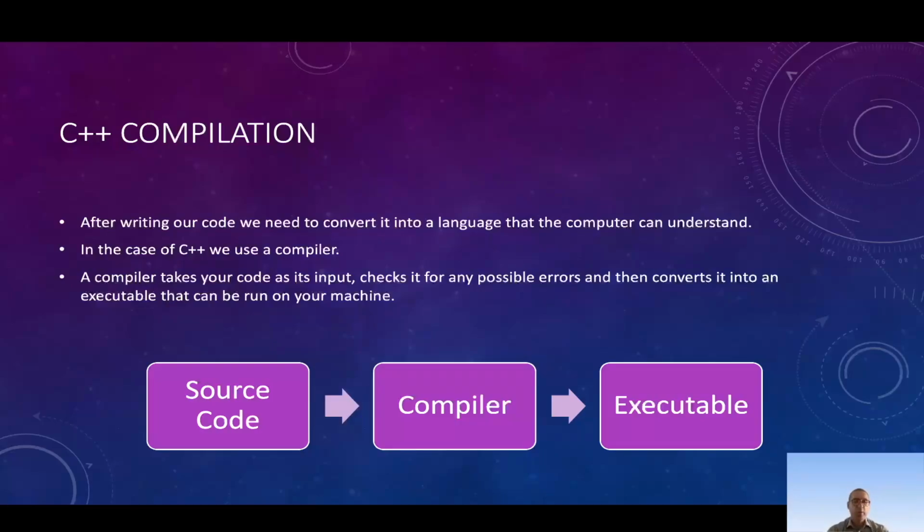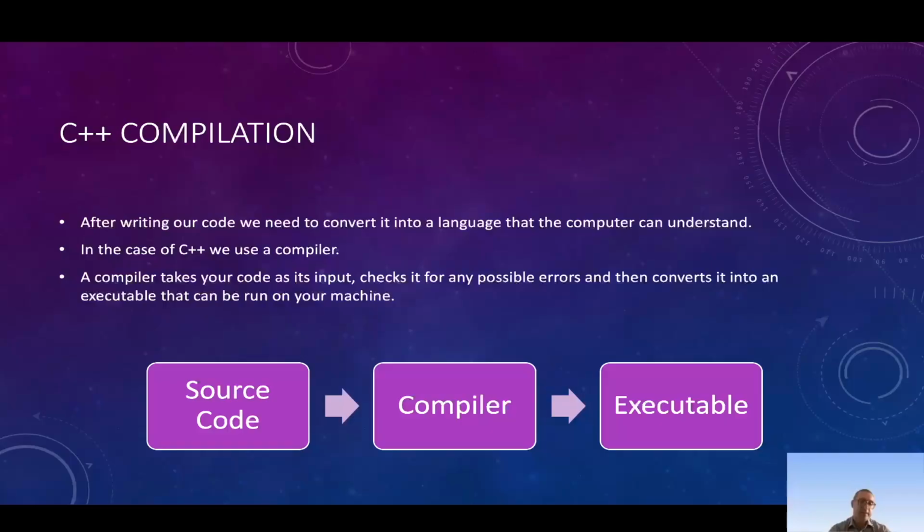When writing our code in C++, this code needs to be converted into a language which the computer can understand. C++ is a high-level language, meaning that its syntax is very close to the English language. Hence, computers cannot understand that syntax, and the code we develop needs to be converted into a language which the computer can understand. This conversion is taken care of by a tool called the compiler.